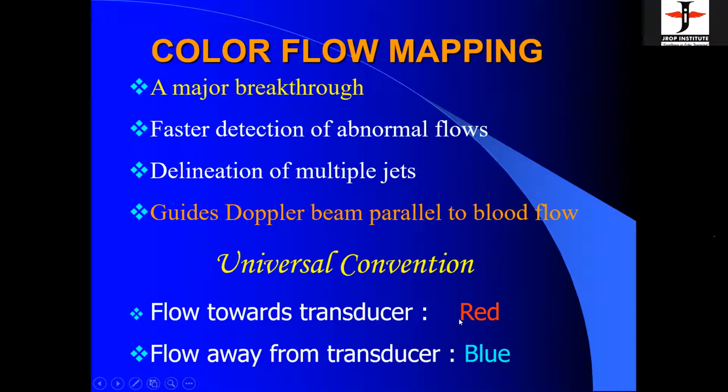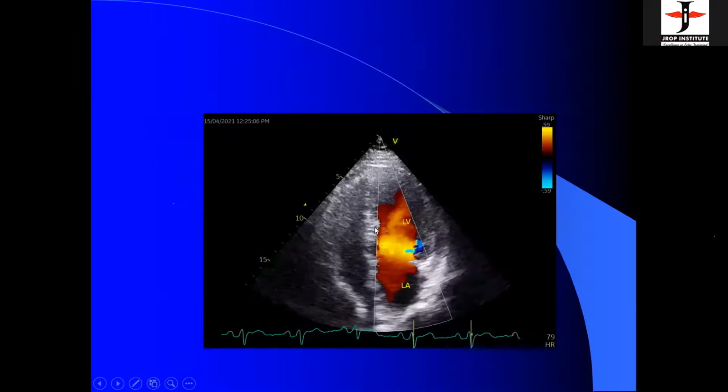So remember, the color towards the transducer is red, away is blue. For the time being today, it guides the Doppler beam parallel to flow. For example, this is a static image. This is LA, this is LV. Now this is the transducer pointing downwards. So the flow is going from LA to LV towards the transducer, so it is shown as a red color.